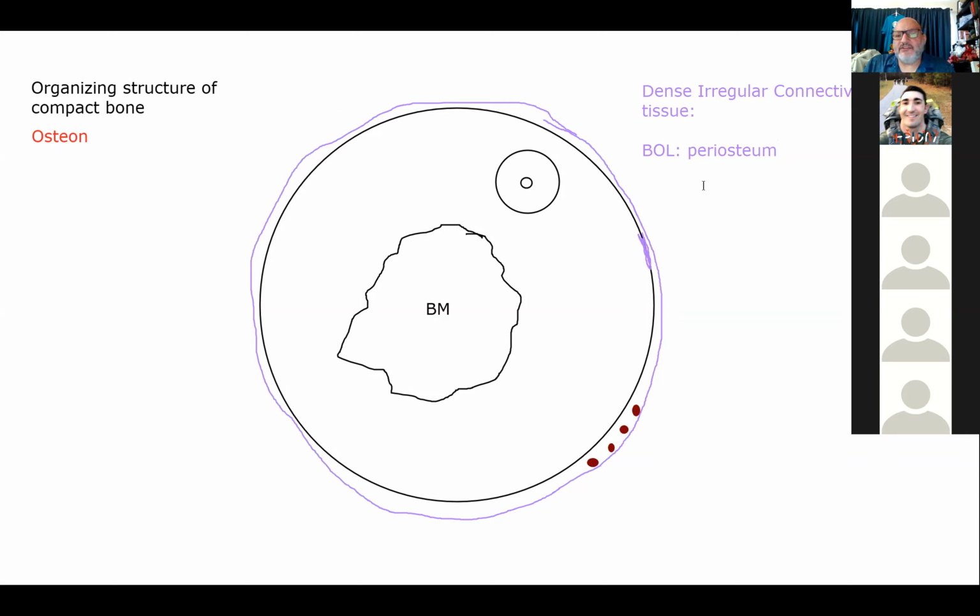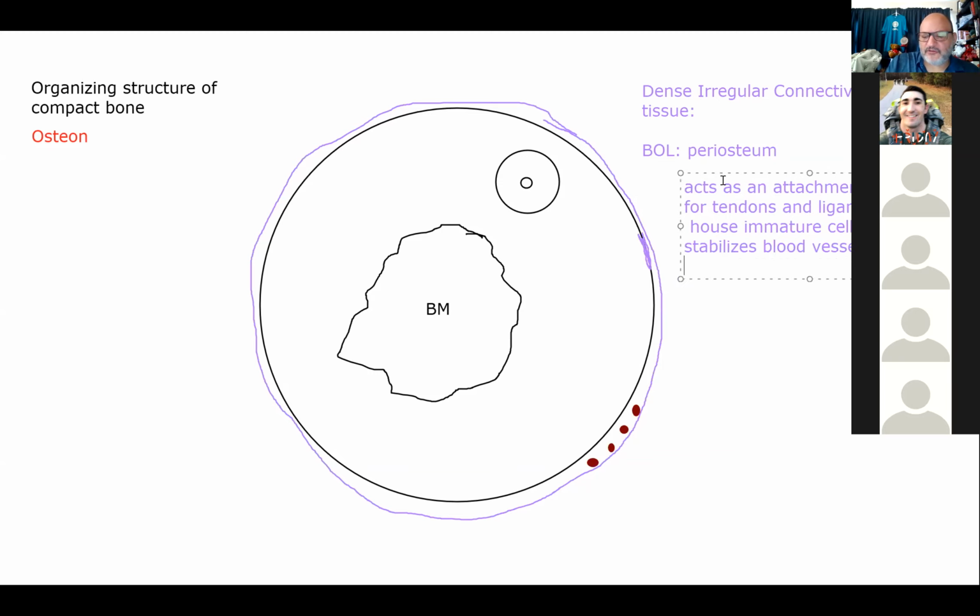So this periosteum acts as an attachment point for the tendons and ligaments. It is going to house the immature cells and stabilizes blood vessels. And it also helps to protect the bone. Excellent.